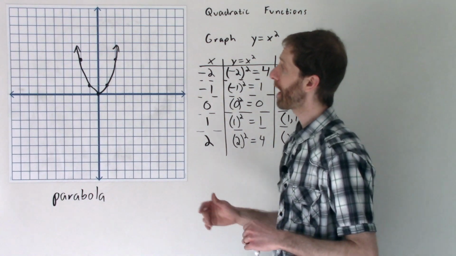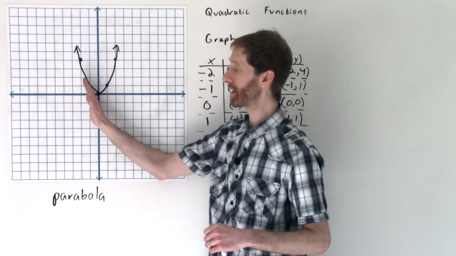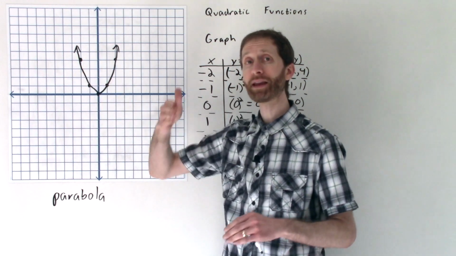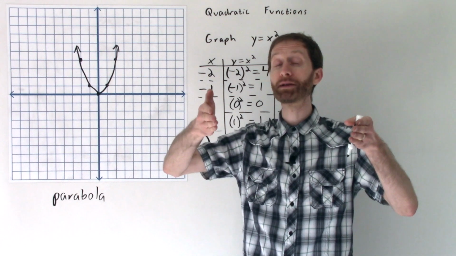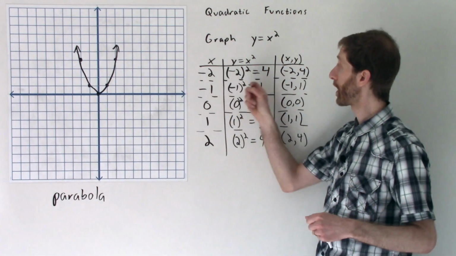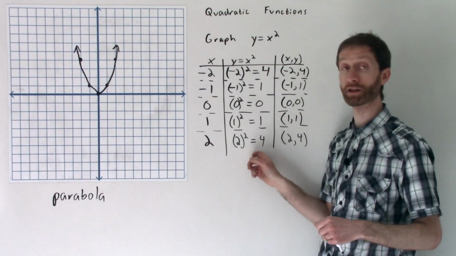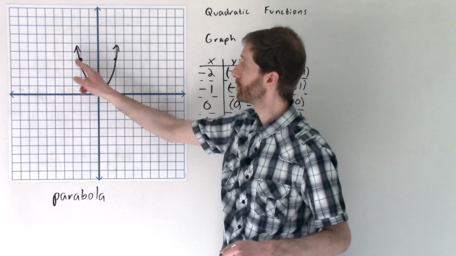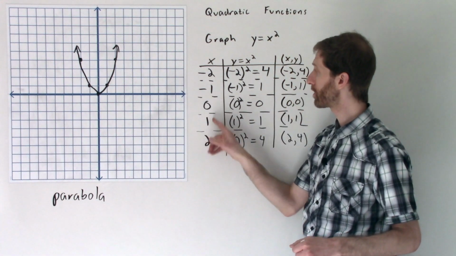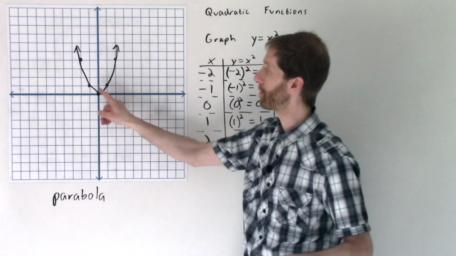And so that results in taking any negative number, and instead of having it be negative, it's going to be positive. Any negative number and its opposite will have the same exact output when you square it, right? Negative 2 squared is positive 4. Positive 2 squared is positive 4. There's that symmetry that we see there. 1 squared versus negative 1 squared, each of them have outputs of 1.